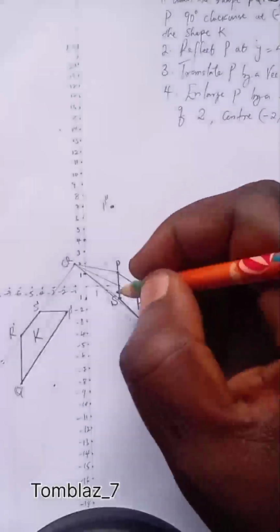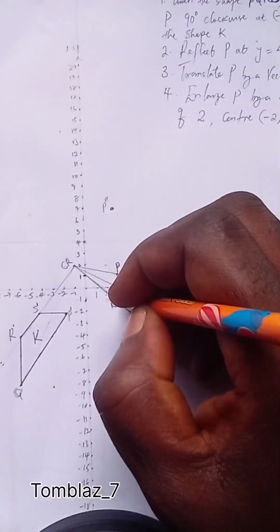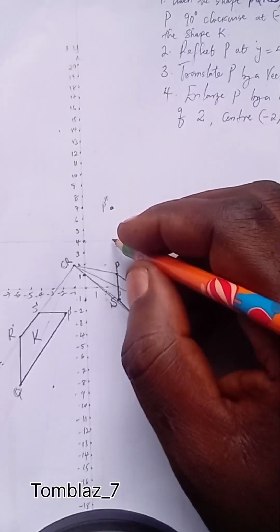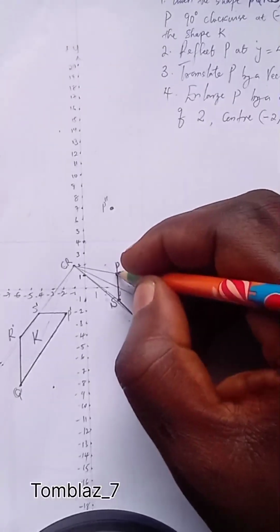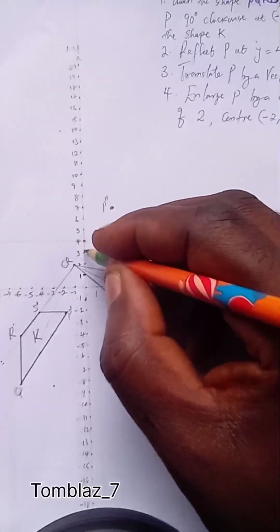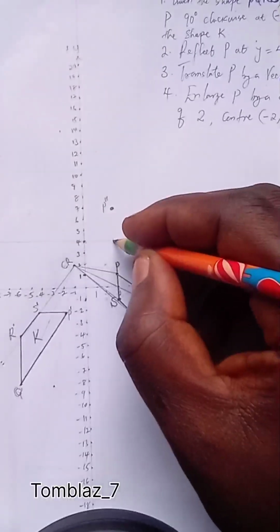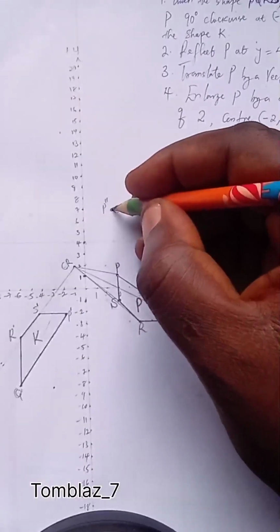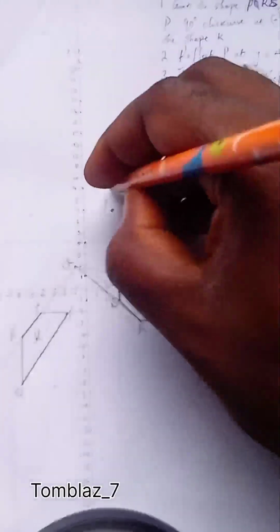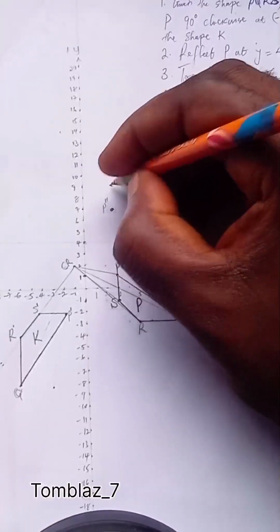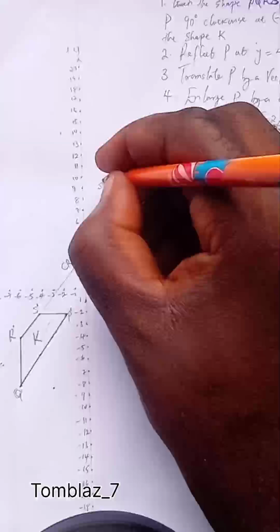Let's do the same for S. Now S moving vertically to the line of reflection, we have 1, 2, 3. That's this point. 4 and 5. So we reflect it 5 the other way, 1, 2, 3, 4, 5. So this is where our new S will be. So we call this S prime prime.